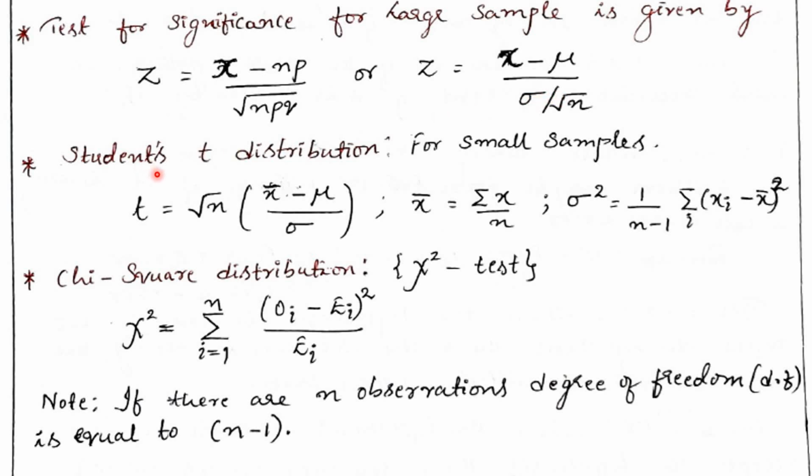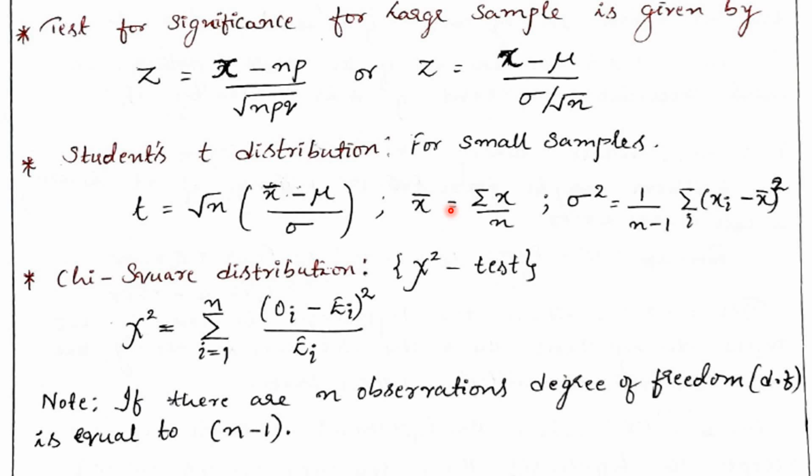In case of small samples, there is the student t distribution, t equal to root n times x bar minus mu by sigma, where x bar is nothing but summation x by n, and sigma square is given by 1 over n minus 1 times summation of xi minus x bar the whole square.